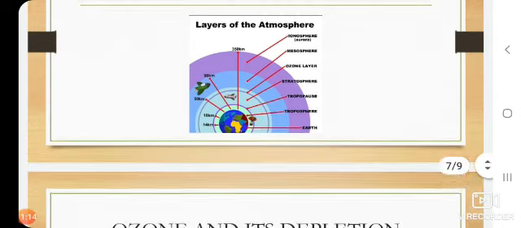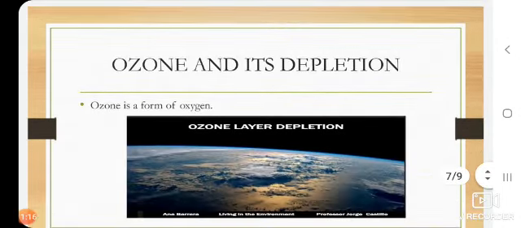Now let us move forward and learn about ozone and its depletion. Ozone layer and its depletion. Children, are you aware what is an ozone layer? Yes. Ozone layer is nothing but a form of oxygen.